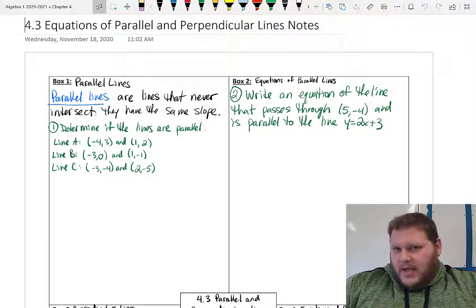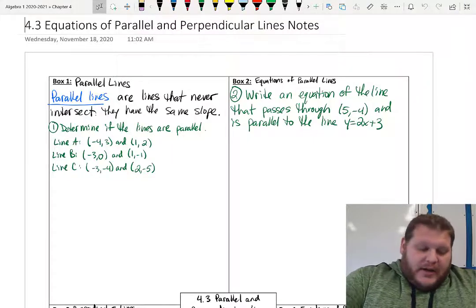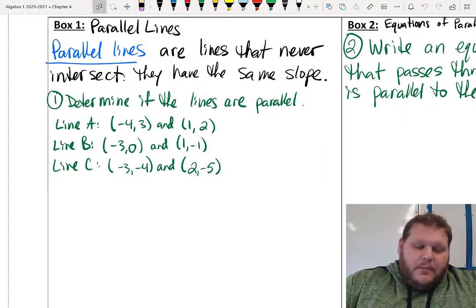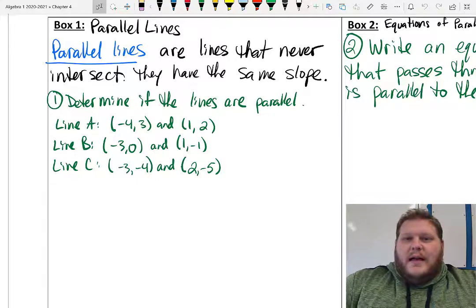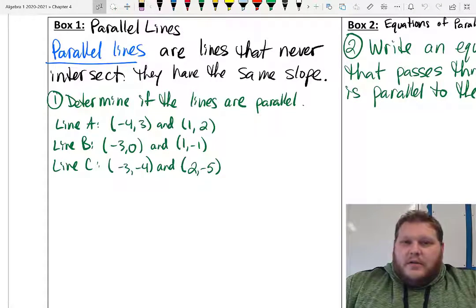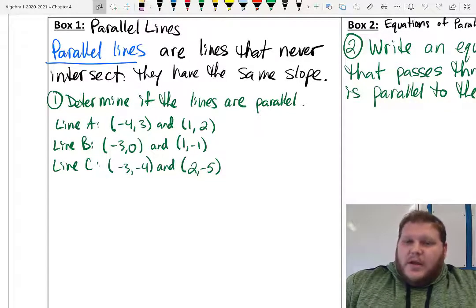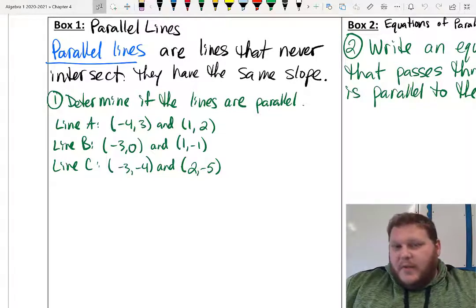Parallel and perpendicular lines. So just jumping right in here to box 1, just a little definition. Parallel lines, if you think of railroad tracks, are two lines that are never going to intersect with each other. And in order for them to never intersect, they have to have the exact same slope. So if we're trying to determine if two equations or two lines are parallel, we would identify their slopes, and any slopes that are the same, we would say those two lines are parallel to each other.